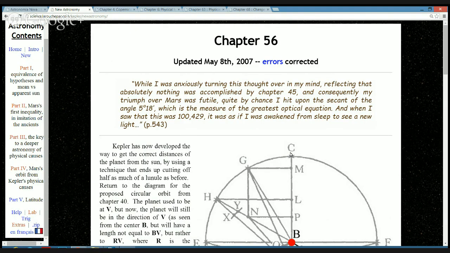He says, "While I was anxiously turning this thought over in my mind, reflecting that absolutely nothing was accomplished by chapter 45, and consequently my triumph over Mars was futile, quite by chance, I hit upon the secant of the angle 5 degrees and 18 minutes, which is the measure of the greatest optical equation. And when I saw that this was 100,429, it was as if I was awakened from sleep to see a new light."